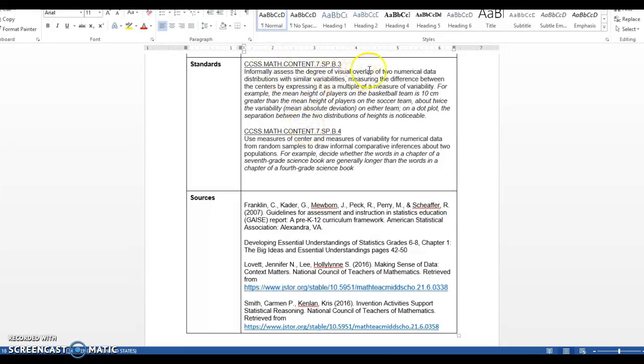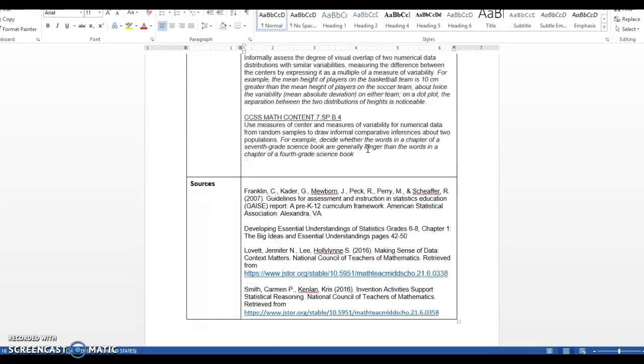Informally assess the degree of visual overlap of two numerical data distributions with similar variabilities. Measure the difference between the centers by expressing it as a multiple of a measure of variability. And then the second one: use measures of center and measures of variability for numerical data from random samples to draw informal comparative inferences about two populations.